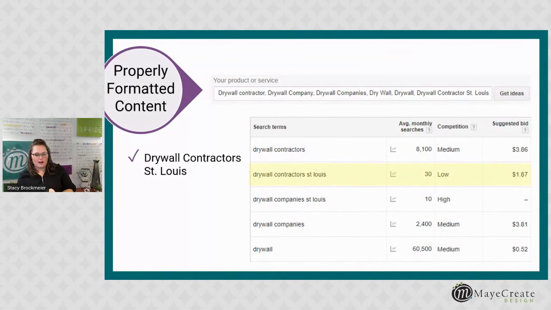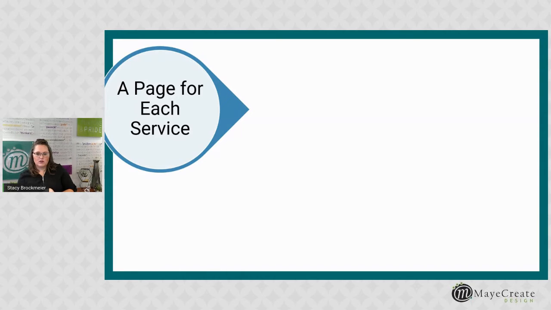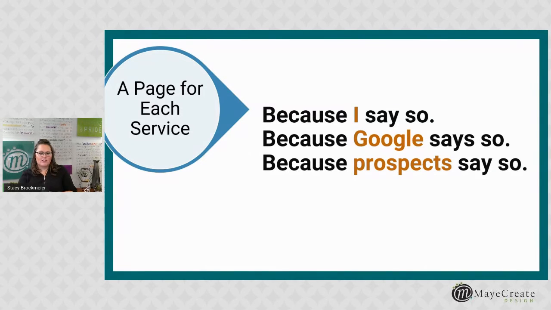So properly formatted content includes your key terms. And that leads us into a page for each service. If you have multiple services, we're going to optimize those pages for that service or set of key terms. Why do you need a page for each service? Because I say so, Google says so, and your prospects say so. And I get it. You really don't know me, so why would you believe me? But I hope the other two sources can convince you.